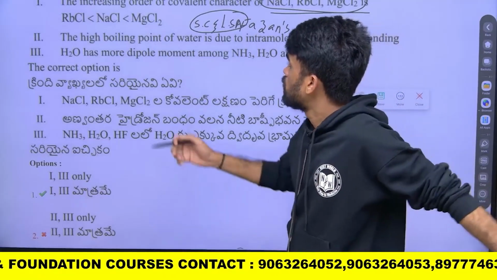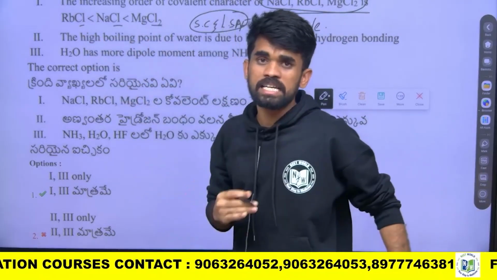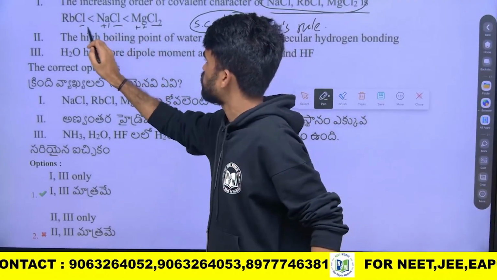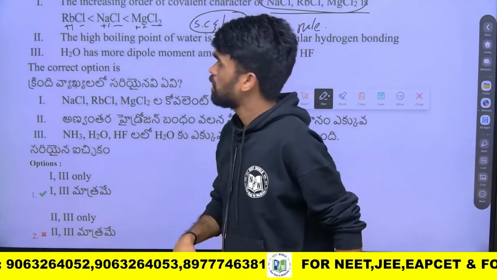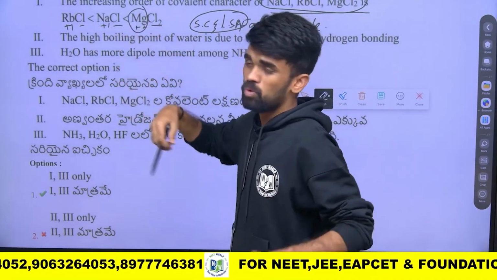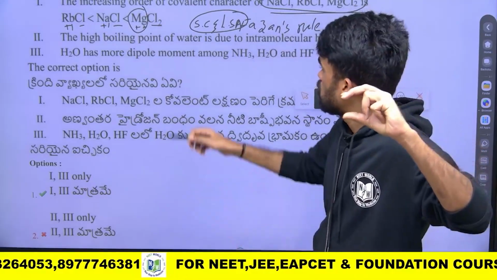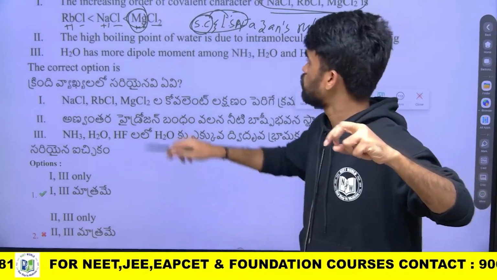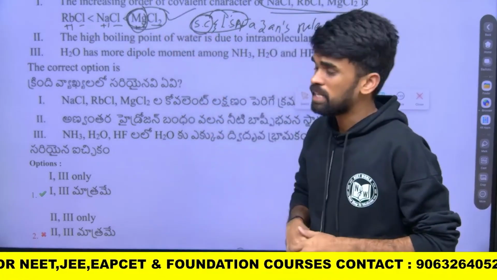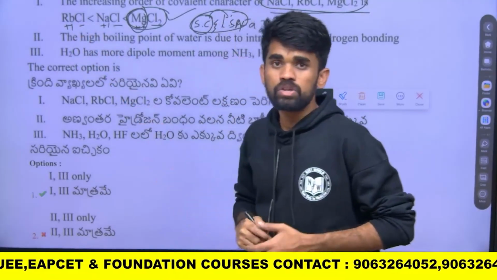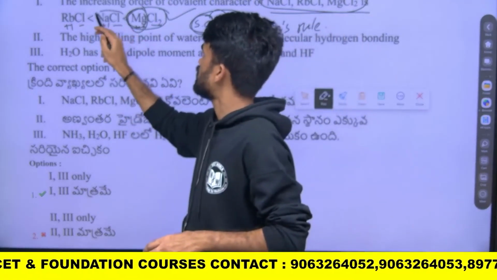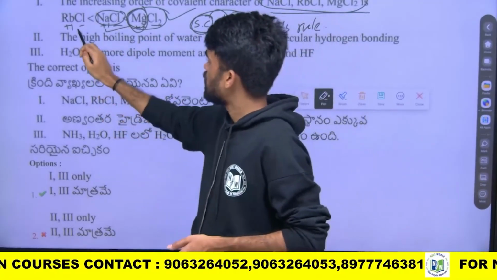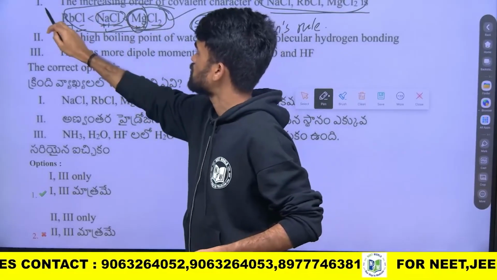Now look here: chlorine, chlorine, chlorine. The anion size is the same, but the cation sizes are different. Here it is +2, here it is +1, and this is +1. Mg has more positive charge, so it has small size, and a small size cation with the anion will have more covalent nature. Out of rubidium and sodium, sodium is smaller in size, so it will have more covalent nature than the last option. The order is correct, so the first option is correct.